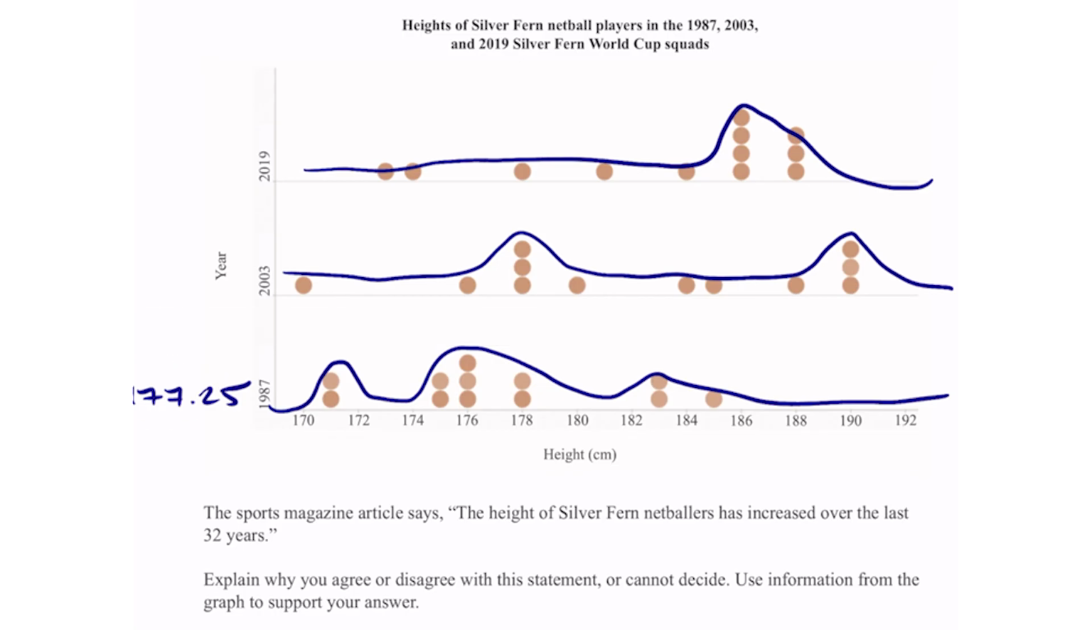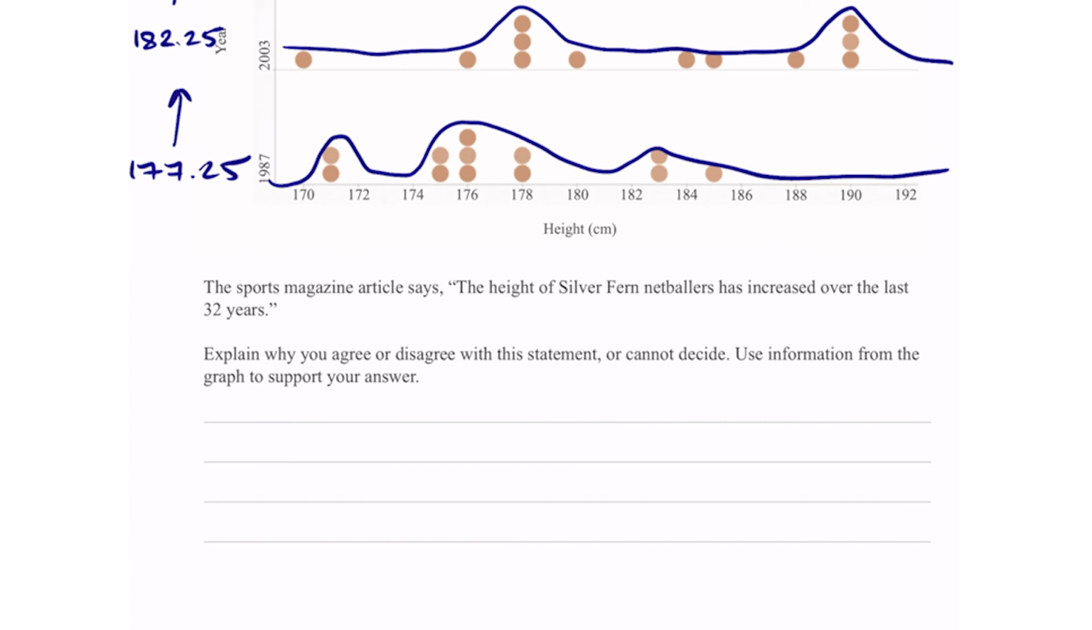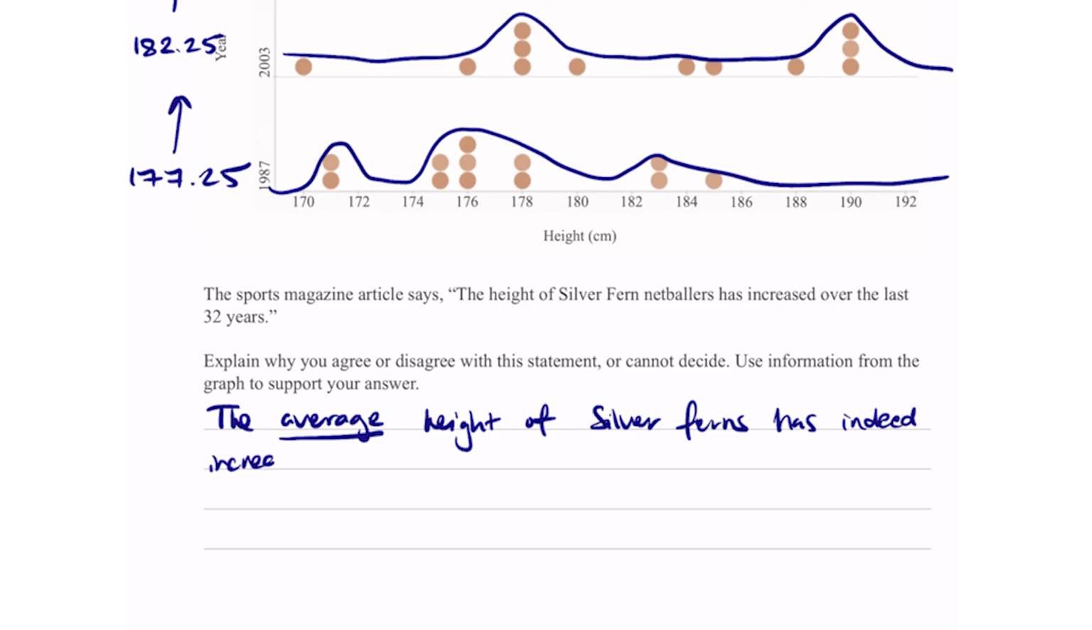What about for 2003? I'll just do it quickly. Okay, so what I've done is I've gotten my averages. My average height seems to be increasing as the years go on. So what I might say here is the average, and I'll definitely highlight average height of Silver Ferns has indeed increased over the last 32 years.